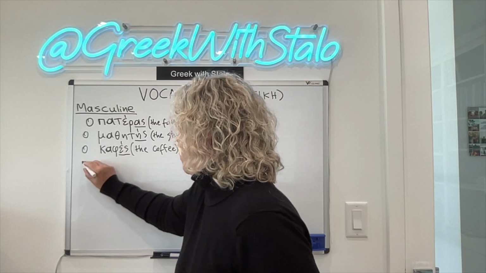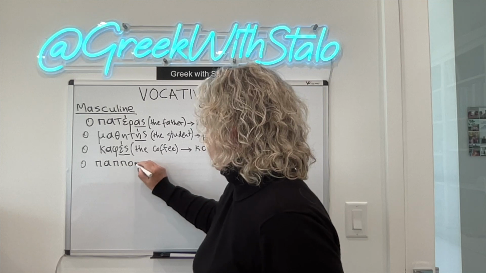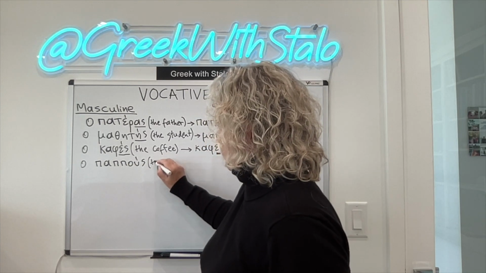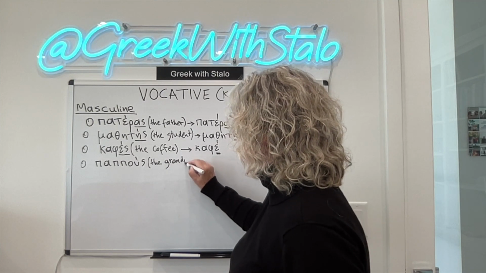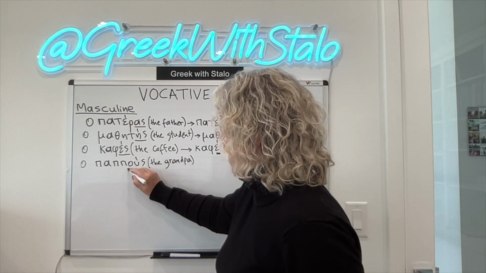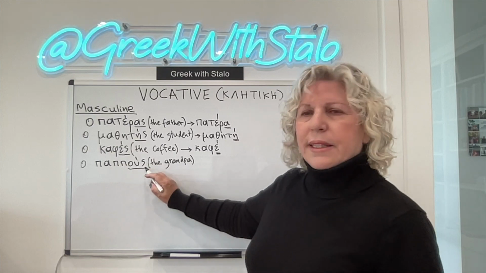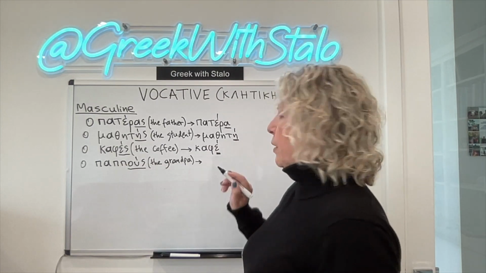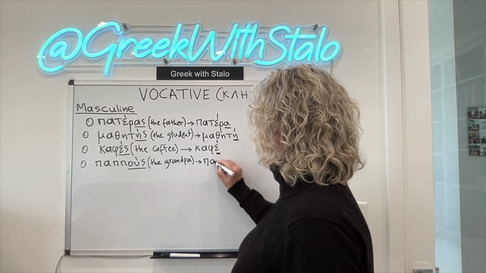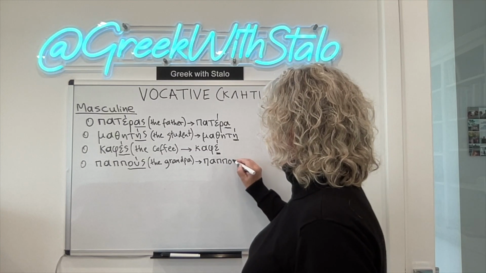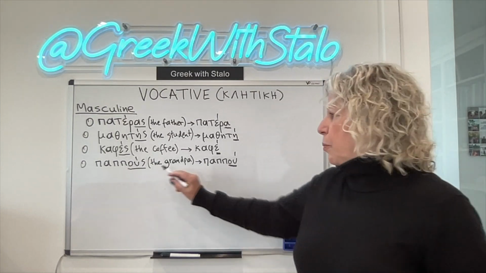Ο παππούς, the grandpa. Here we have ου and the sigma. And in the vocative case, we have παππού. No sigma. We dropped the sigma.